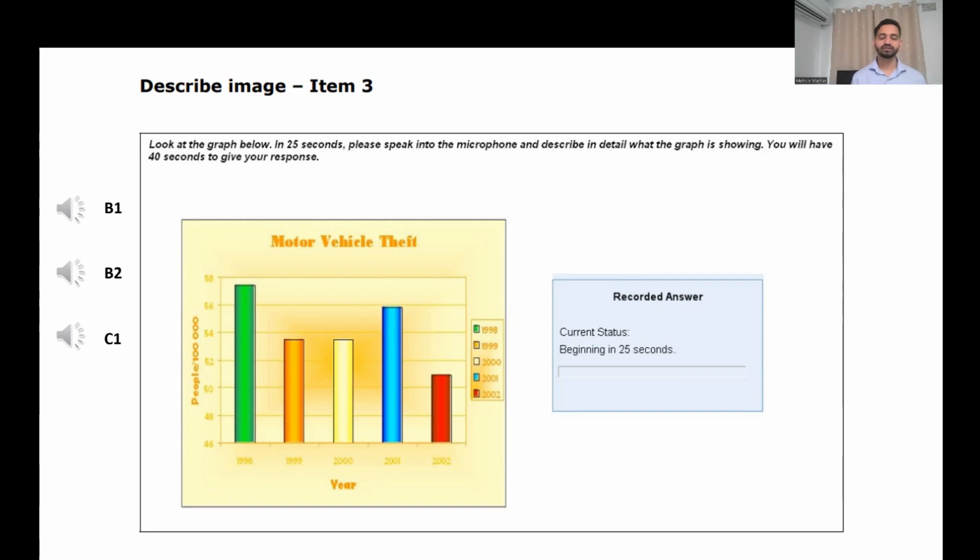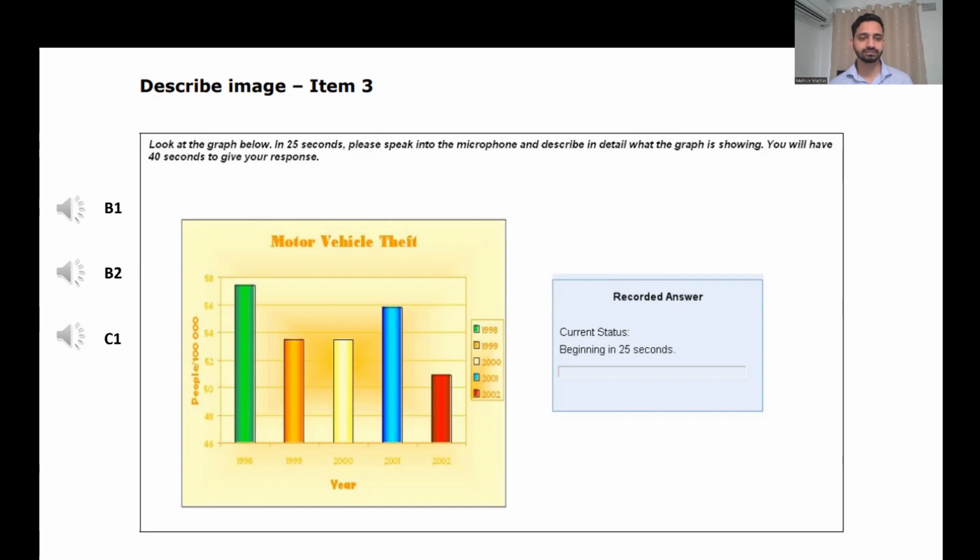So that's a good response, but it starts speaking about the details. It doesn't really introduce the graph. It should talk about the topic first. It didn't discuss the topic. It doesn't say the bar chart shows motor vehicle theft by people per 100,000, and it's been represented by years. So these are some of the things you want to do. It kind of misses that. But I really like the response. I feel it does deserve that B2 level at least, even without the topic being introduced.